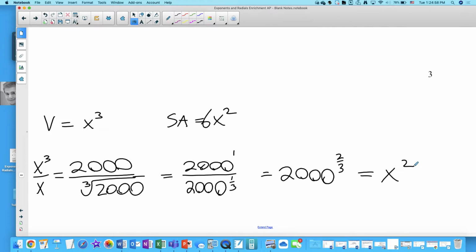Okay? So what you are doing, instead of saying, let's get a value for x and work with that, you thought, let's get a value for x squared and work with that, because that's what I need for surface area. Right? You can do that, and then you just take this, pop it in there. Replace x squared with 2,000 to the 2/3.